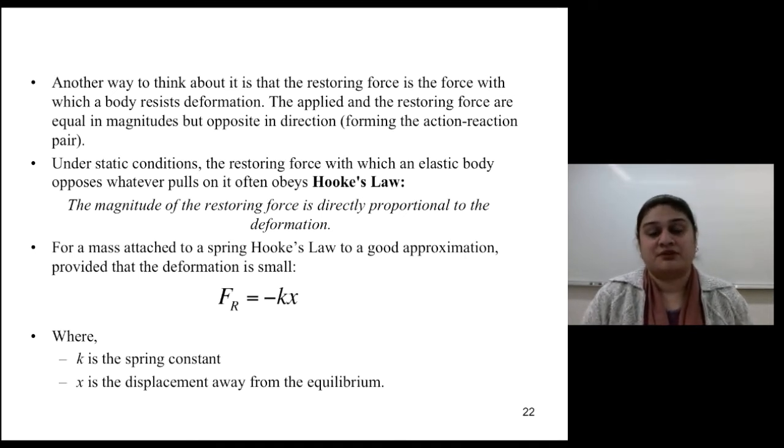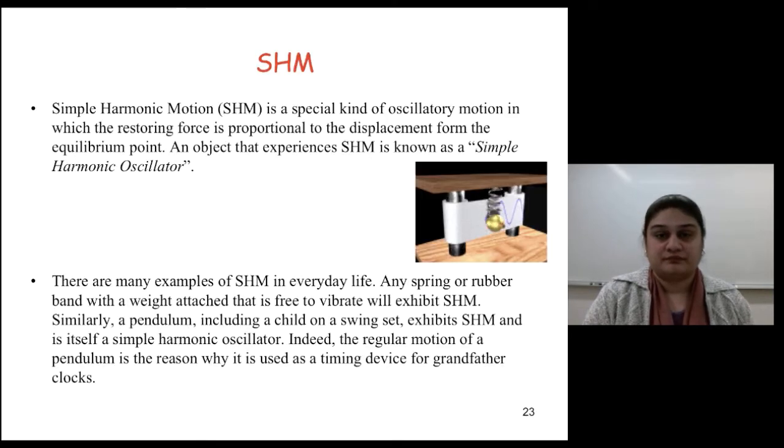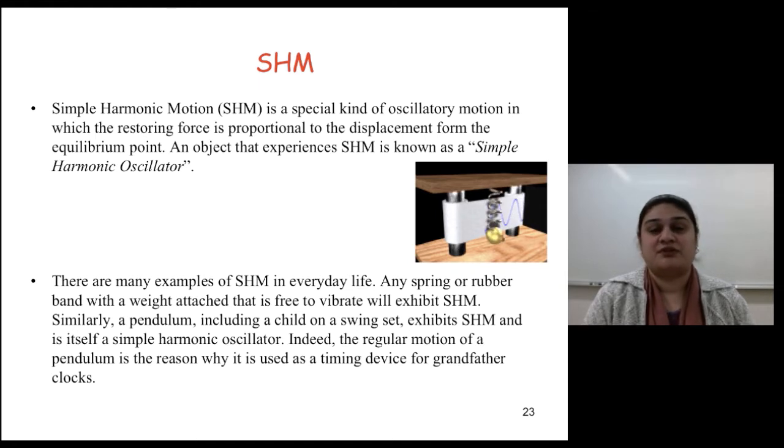So F, which is the restoring force, is equal to minus kx, where k is the spring constant and x is the displacement away from equilibrium. SHM, simple harmonic motion, is a very special kind of oscillatory motion in which the restoring force is proportional to the displacement from the equilibrium point, and an object that experiences simple harmonic motion is called a simple harmonic oscillator.